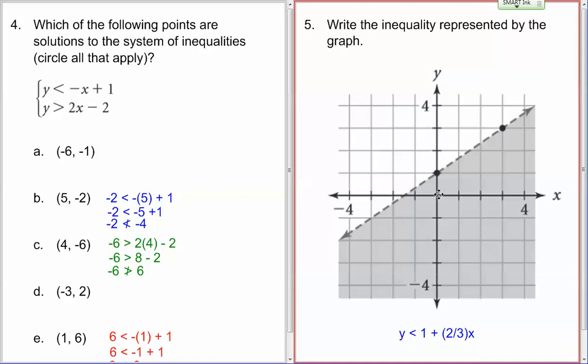And y less than as opposed to greater than. I want the point (0, 0) to work in my inequality. If I plug 0 in for y and 0 in for x, I get 0 is less than 1. I want it to be a true statement. 0 less than 1 is a true statement, so this is the correct inequality.